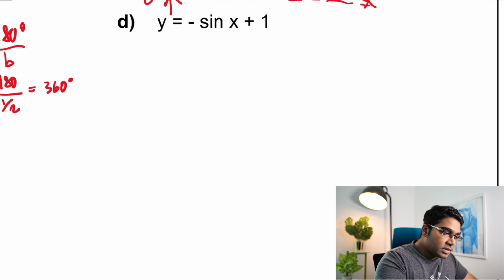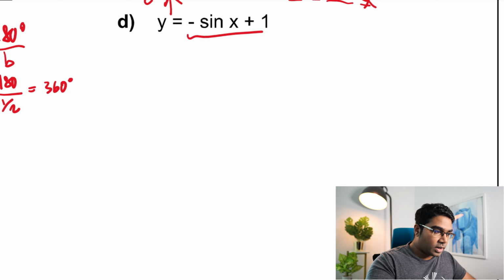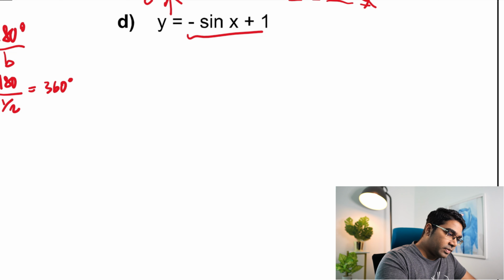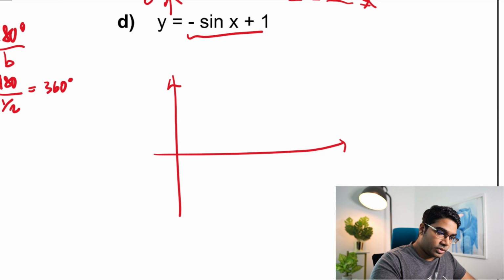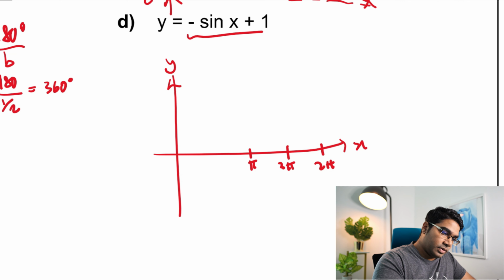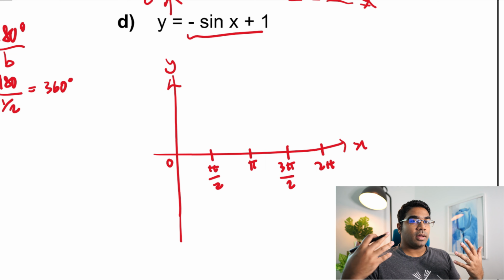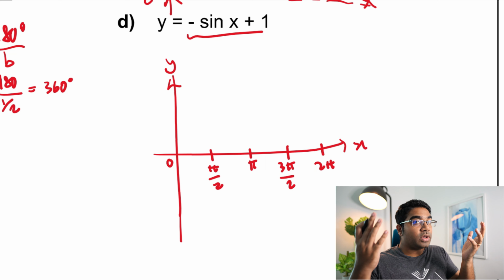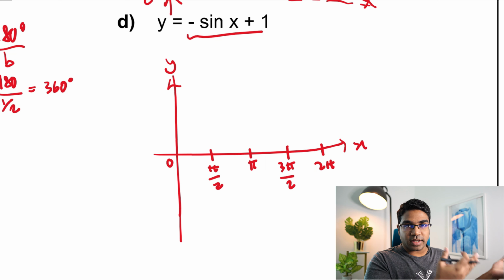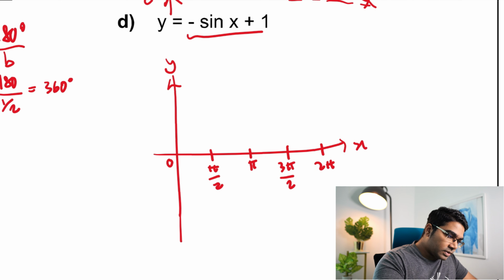Finally here we have y equals negative sine x plus 1. Let's start with y equals sine x. So once again, I'm going to use radians here. So we mark it with 2 pi, pi, 3 pi over 2, and pi over 2. If you're not comfortable with radians, I would recommend doing some practice so that you are more comfortable with it. But if you really are finding it difficult to wrap your mind around it, you can use degrees first and convert to radians later.